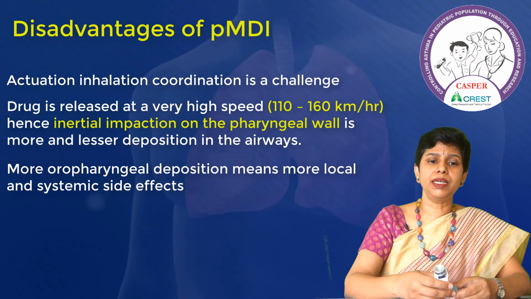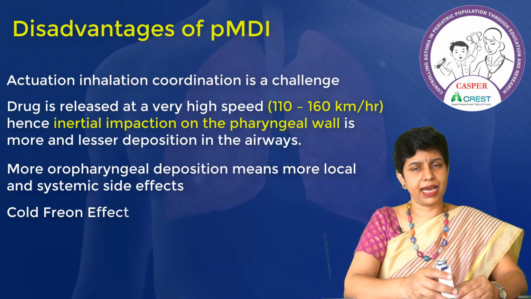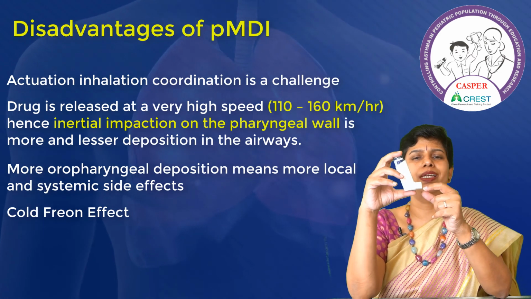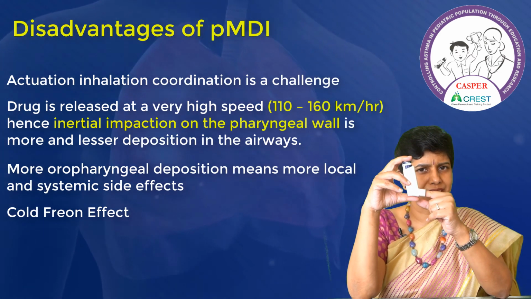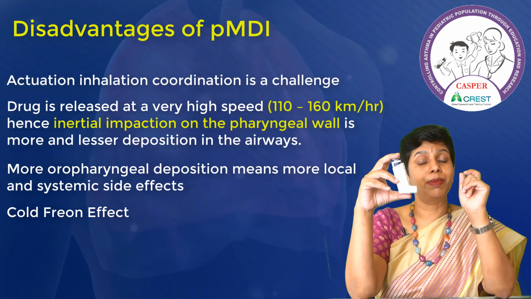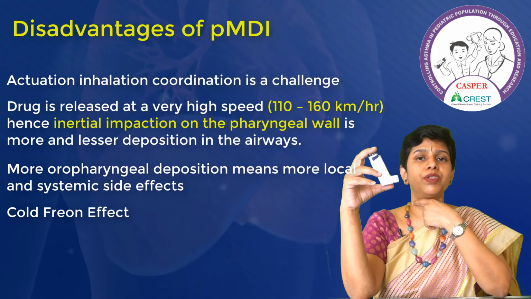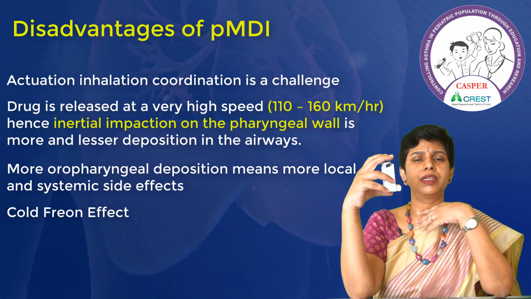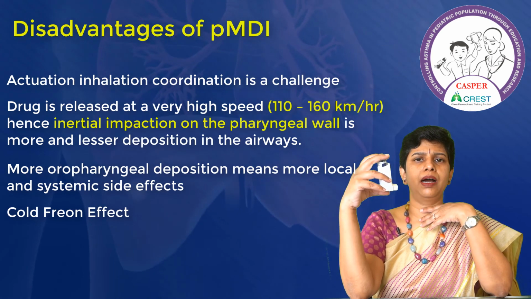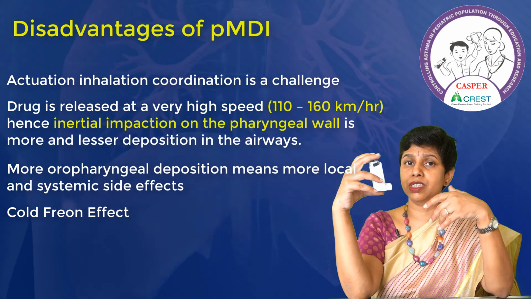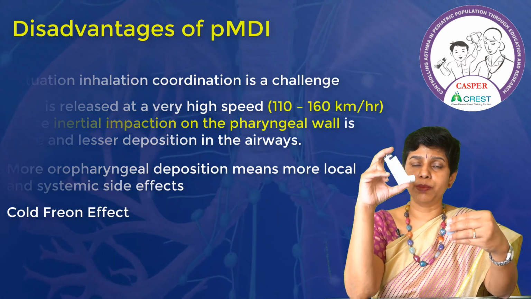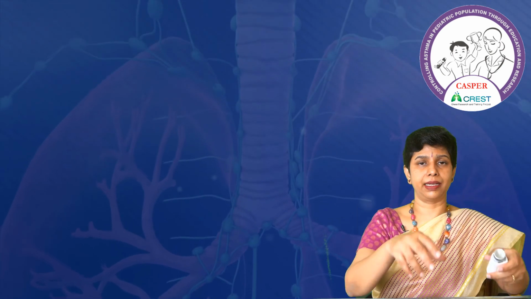Okay, there's something called the cold freon effect that happens. The drug is coming out at a very cold temperature. When it is released from the valve, it's at minus 30 degrees centigrade. By the time it reaches the oropharynx, it's at 0 degrees centigrade. At this cold temperature, it can lead to irritation of the throat and paroxysmal coughing. So that is another side effect of using the pressurized metered-dose inhaler directly.